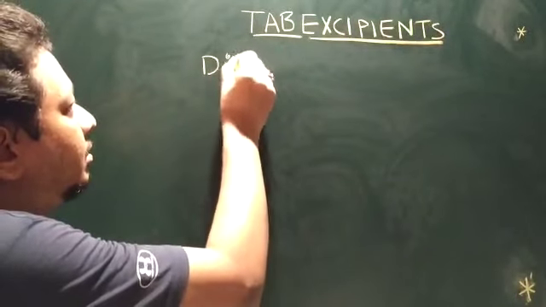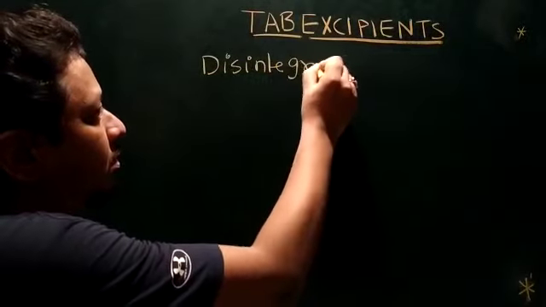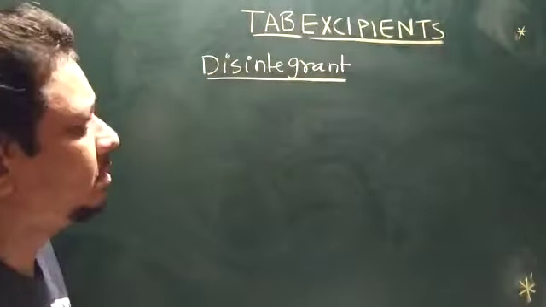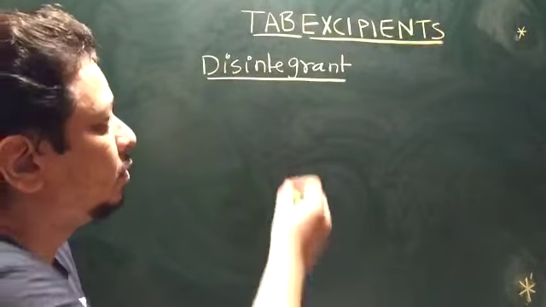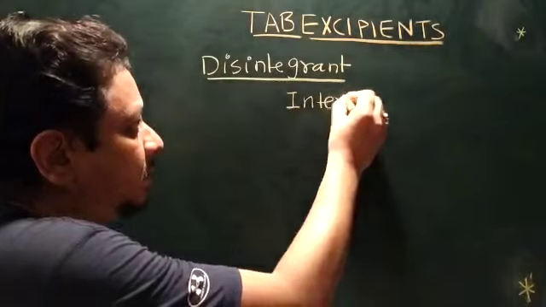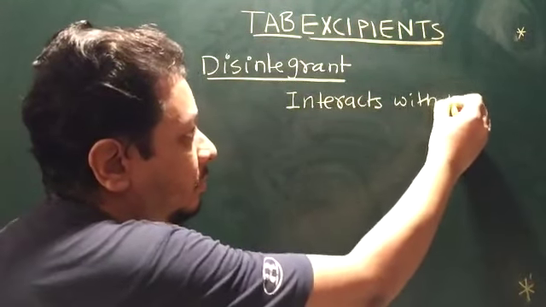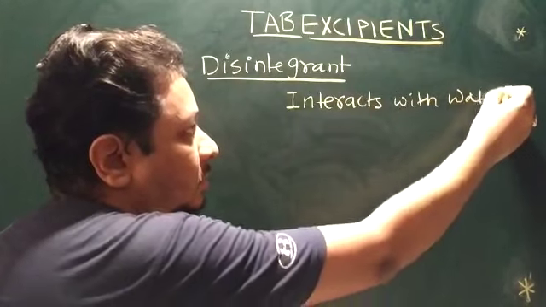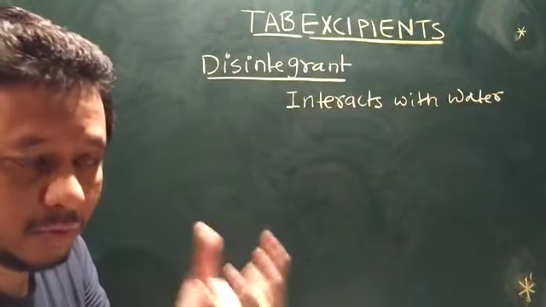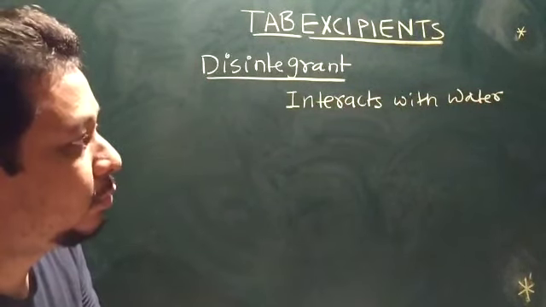Disintegrant. Okay. Now, what are disintegrants? Disintegrants are the excipients which majorly interact with water. The first thing is they should interact with water, because the moment a tablet goes to the intestine or the stomach, there is water present in it. So disintegrant should be able to interact with water.